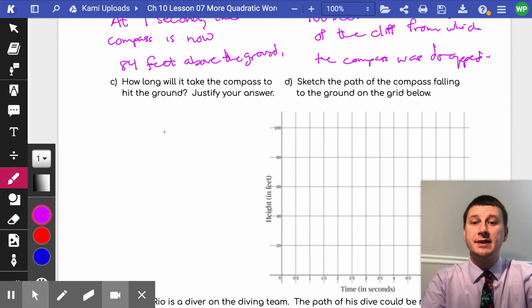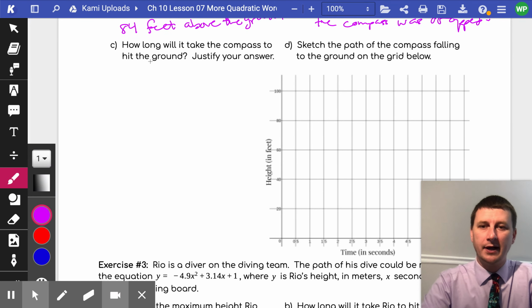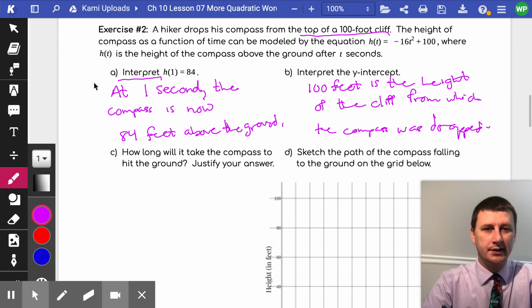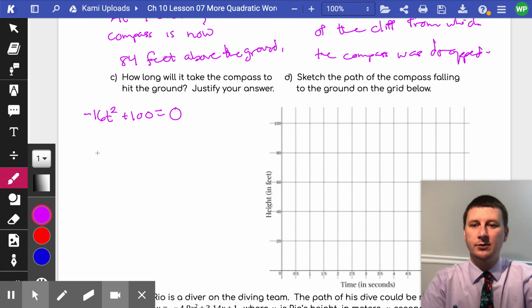Now, part C says, how long will it take the compass to hit the ground? Justify your answer. So we're going to go back to this equation up here, negative 16 t squared plus 100, negative 16 t squared plus 100. And we want to know where it's going to hit the ground. So where is that thing going to be equal to 0?